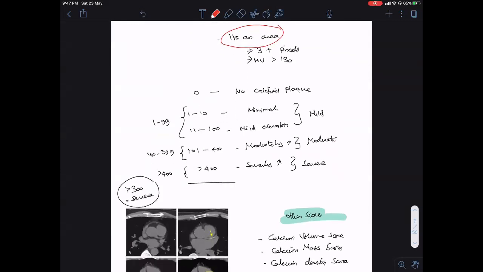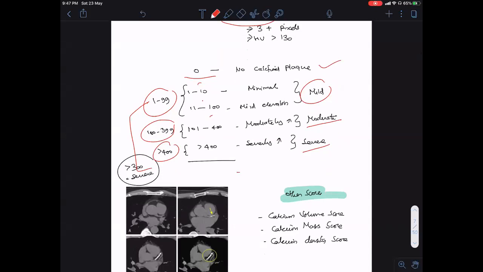So various stratification methods are available. This is what is given in Braunwald: 0, 1 to 10, 11 to 100, etc. But for our understanding, we can look at it as 0, where there is no calcified plaque whatsoever, or more than 0, which is again stratified into 3 types. First is 1 to 99, which is mild calcium, 100 to 399, which is moderate, more than 400, which is severe. A lot of studies have looked at calcium as they please, basically. So a lot of studies have looked at CAC more than 600 as being severe, more than 300 as being severe. But the current understanding is this.